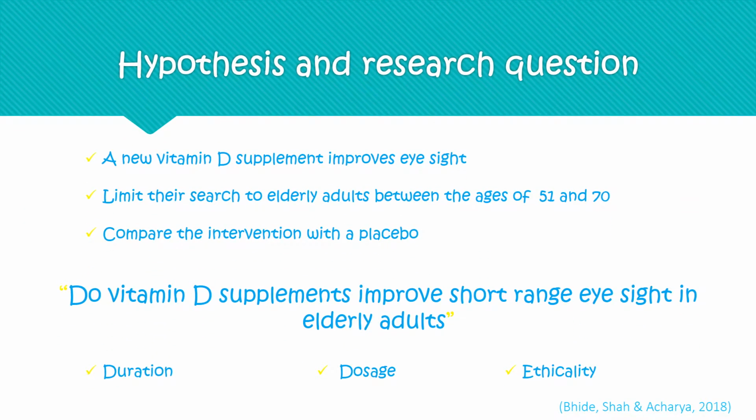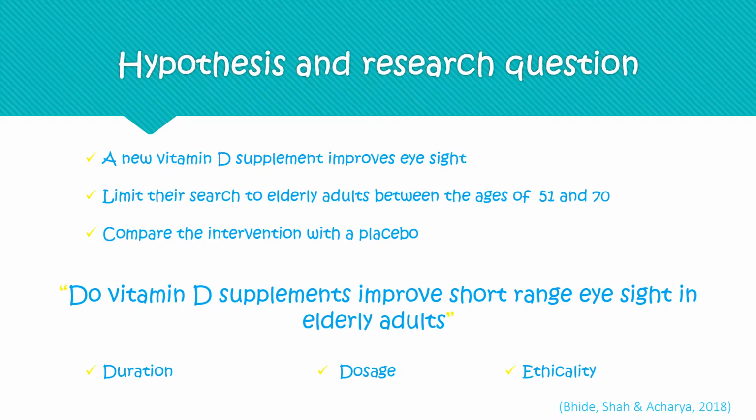Let's create a hypothetical study. A group of researchers are wanting to find out whether or not a new vitamin D supplement improves eyesight. Researchers have also decided to limit their search using a clearly defined population of elderly adults that are between the ages of 51 and 70, and the study will compare the intervention with a placebo. So with this information, researchers have decided upon the hypothesis: do vitamin D supplements improve short-range eyesight in elderly adults?